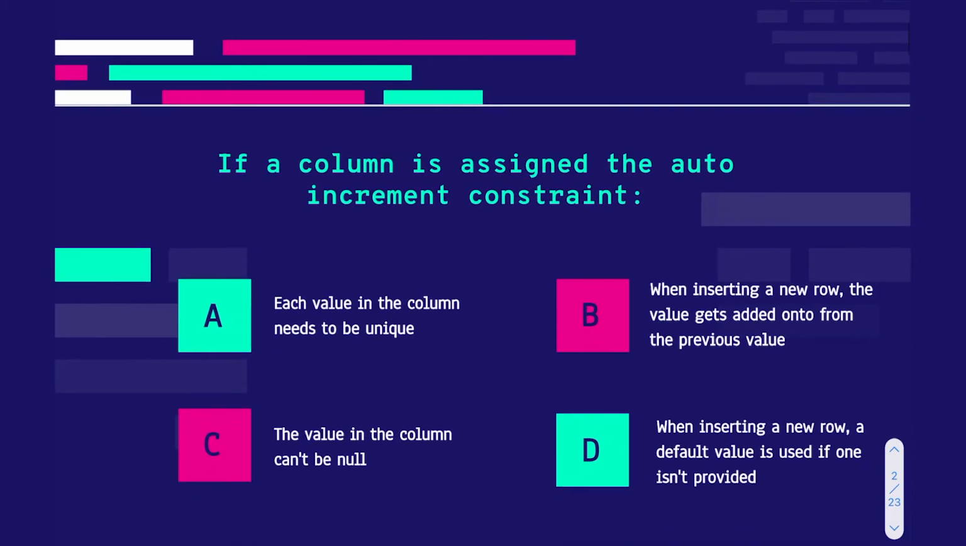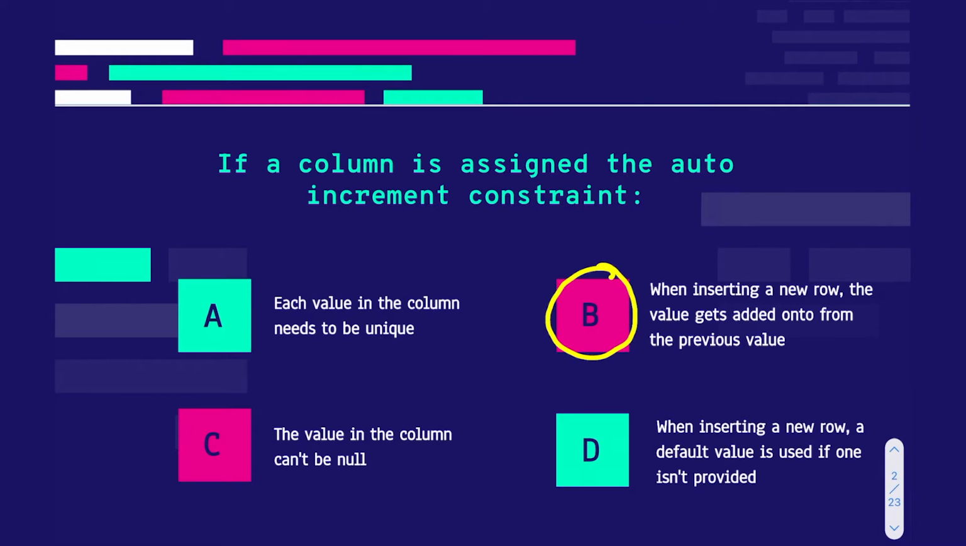If a column is assigned the auto increment constraint, this means A, each value in the column needs to be unique. B, when inserting a new row, the value gets added onto from the previous value. C, the value in the column can't be null. Or D, when inserting a new row, a default value is used if one isn't provided. The correct answer here is B.